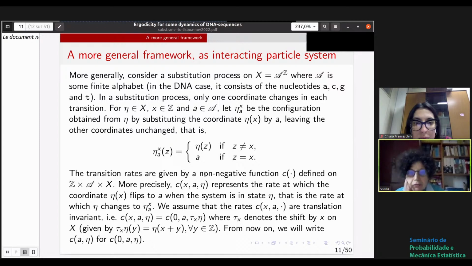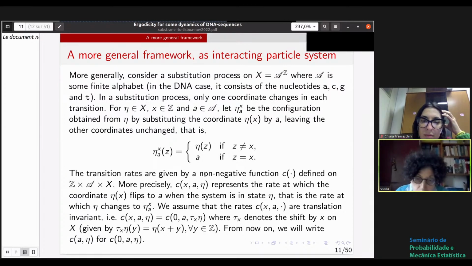So we will put all this in a particle system framework. Our state space will be A to the Z, so it's a one-dimensional model. A is our alphabet ACGT. In general, it could be some finite alphabet. For a substitution process, we have one coordinate which changes at each transition. For instance, if eta is the configuration, at eta x it goes to A, and we denote it by eta^{x,A}. And the rate will be c_{x,A}(eta).